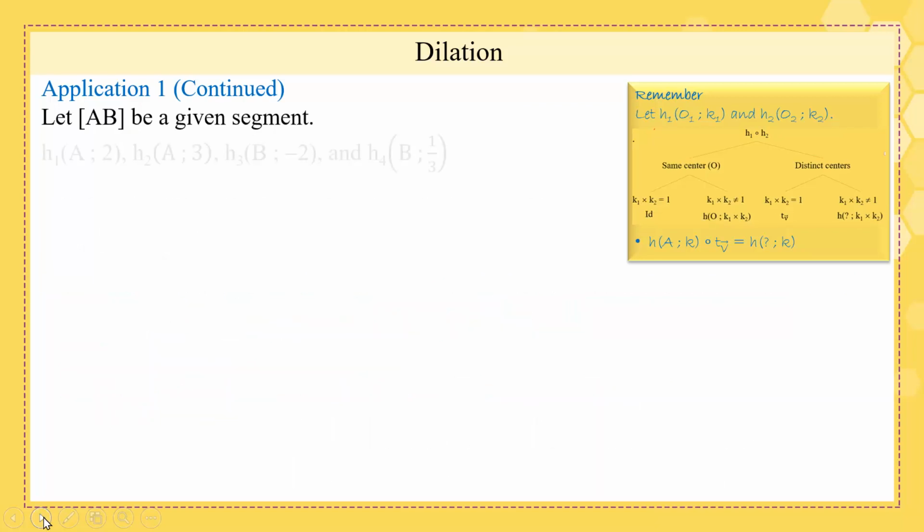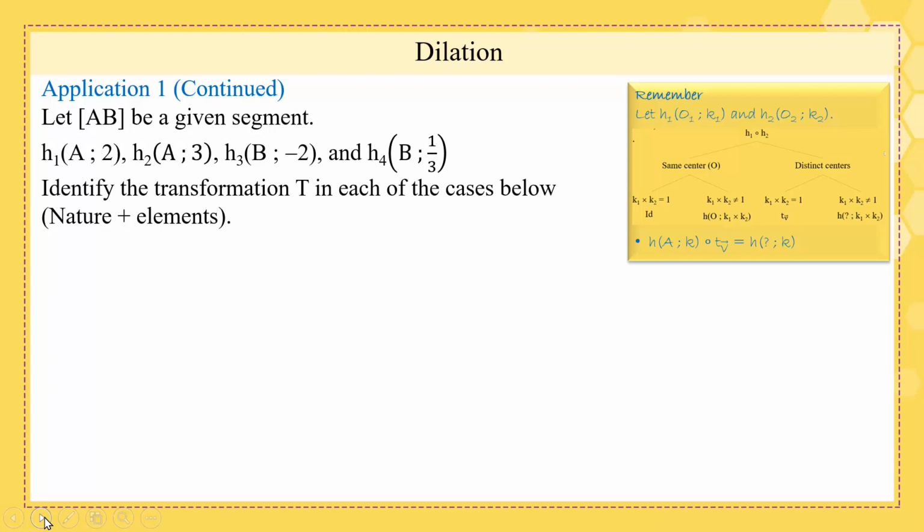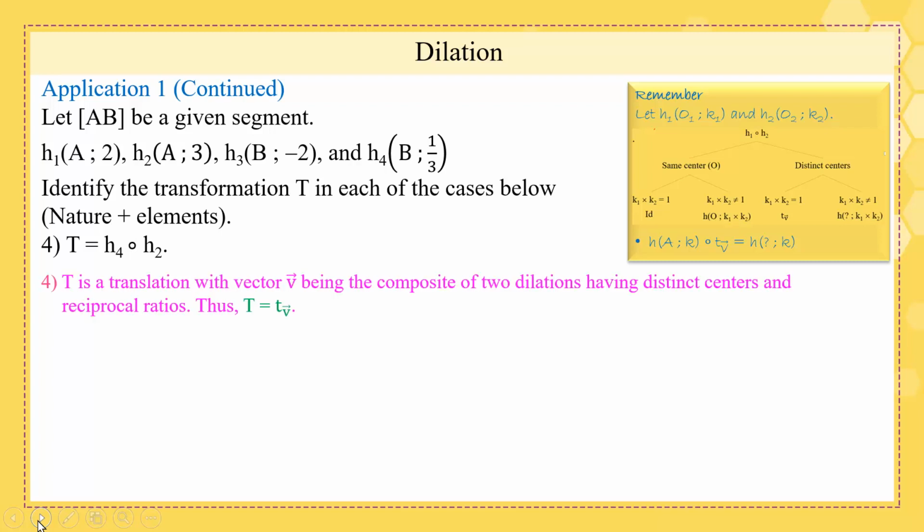Let us continue the application. Given the segment AB again, and these dilations now, find T, which is equal to H4 round H2. Try to solve it alone. Yes, T is a translation with a vector V, because the composite of two dilations of distinct centers and reciprocal ratios is a translation. Here, the problem is to determine the vector V, because the element of the translation is its vector. So we must specify what this vector V is.